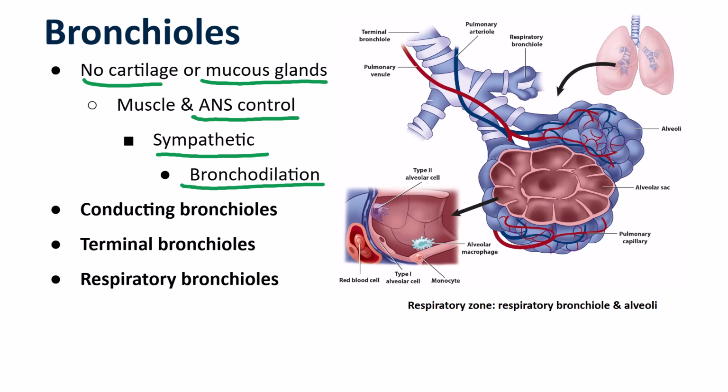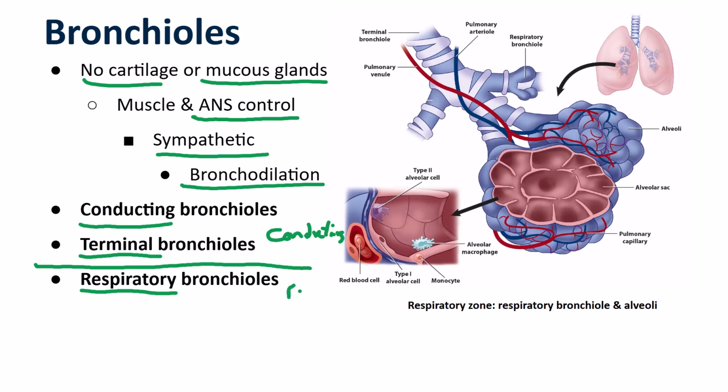There are three major types of bronchioles, and these are listed in order from proximal to distal. So first there are conducting bronchioles. Conducting bronchioles multifurcate into terminal bronchioles. Terminal bronchioles multifurcate into respiratory bronchioles. So the division between conducting zones and respiratory zones is between these terminal and respiratory bronchioles, as we'll see.